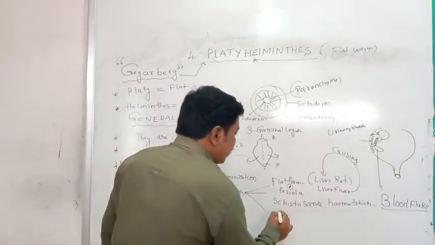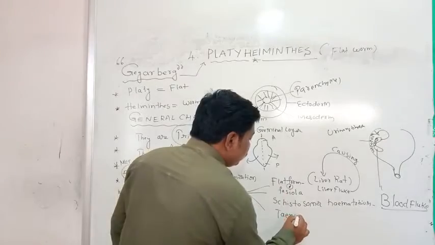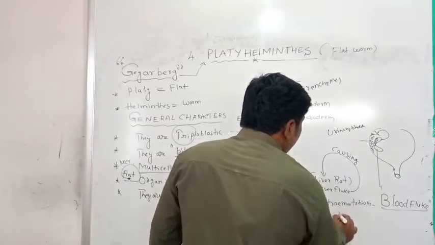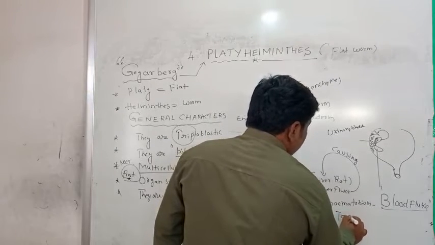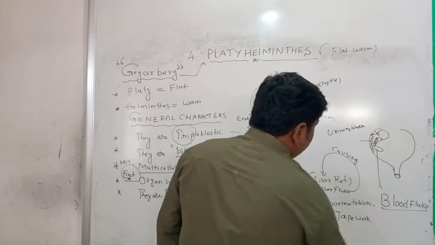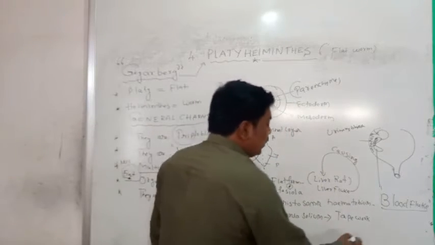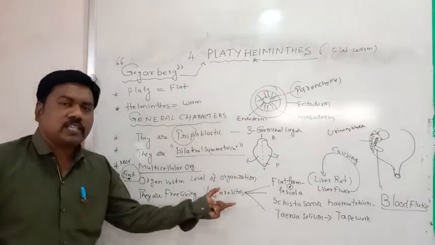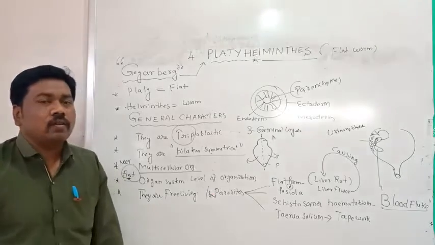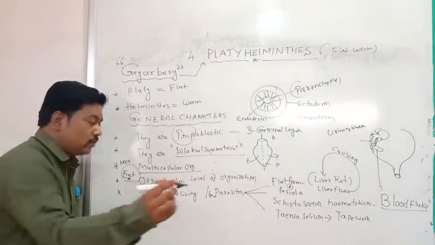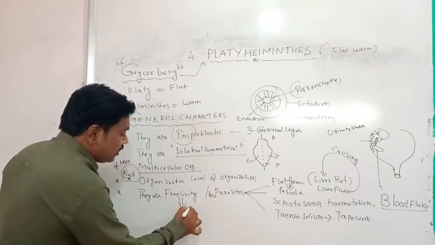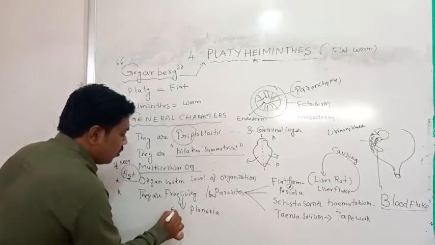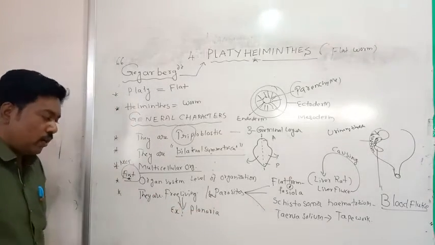Okay, so these are the parasites. Another parasite is Taenia solium. It is commonly known as a tapeworm, or pork worm. The body is completely ribbon-like, so that's why it is called a tapeworm. So these are the three species categorized as parasitic organisms, and some are free living organisms. What is an example of the free living? The best example is Planaria. What is the organism name? Planaria. This Planaria is a free living organism.